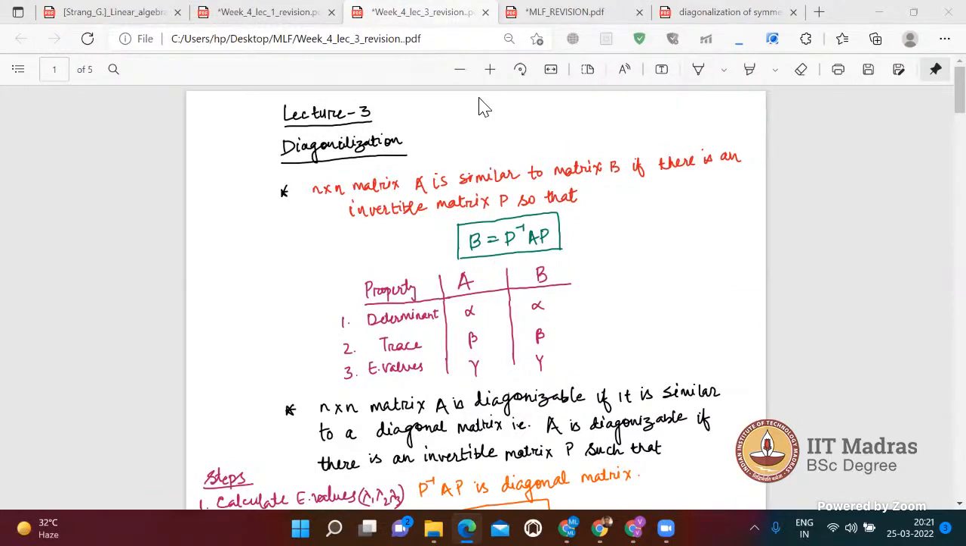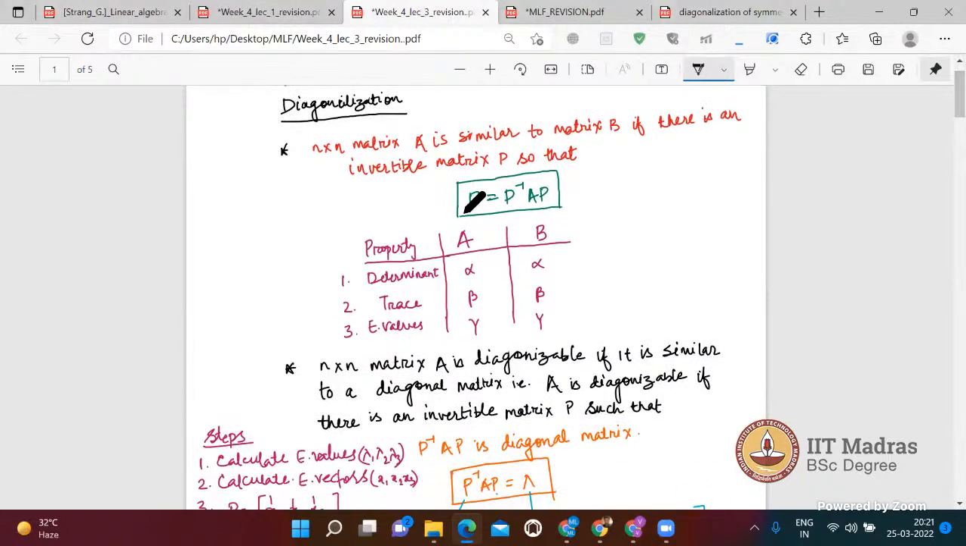This is a pretty simple example: A and B are similar to itself. How can we see that A and B are similar? If we look at the determinant, trace and eigenvalues of A and B, we can say A and B are very much similar to itself.